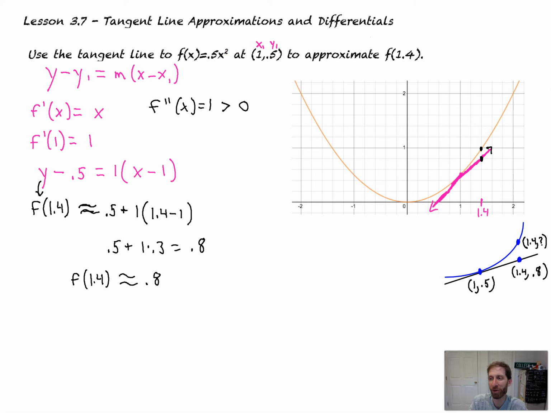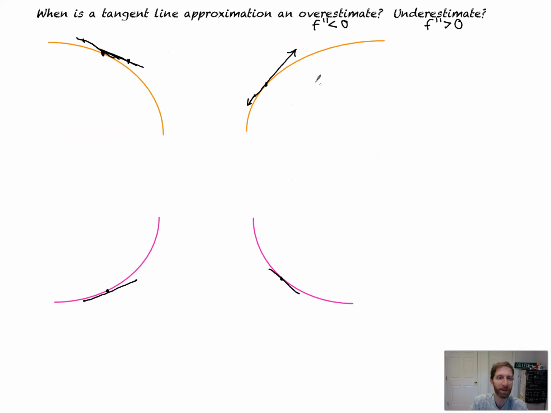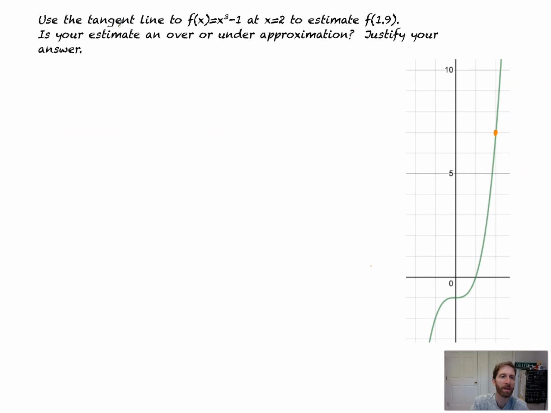Okay, let's keep rocking and rolling. On to the next part. So, last little piece here. Use the tangent line to f of x equals x cubed minus 1 at x equals 2 to estimate f of 1.9. All right, let's just start there. So again, we need our tangent line equation. That's going to be y minus y1 equals the slope times x minus x1. So this is x1. So how do we find y1? Well, we're going to have to plug in 2.